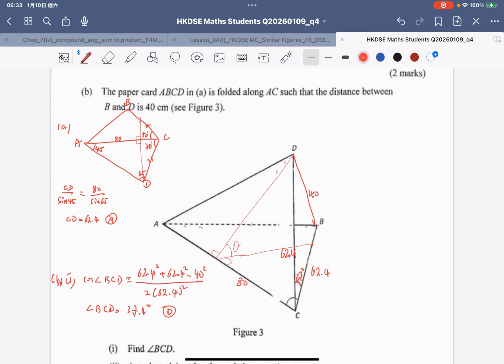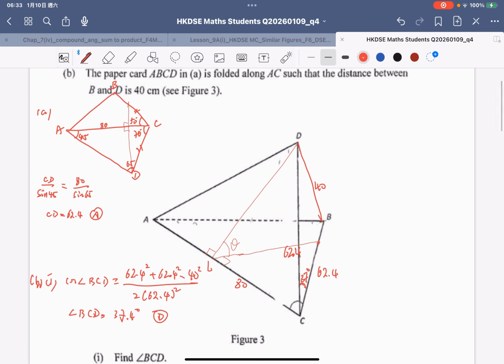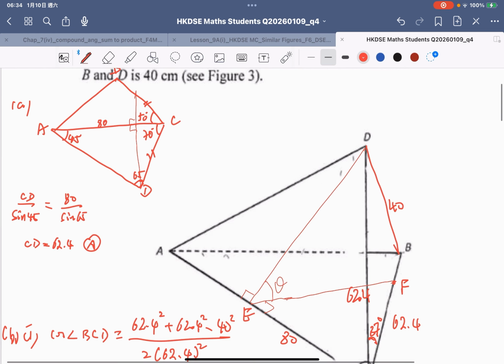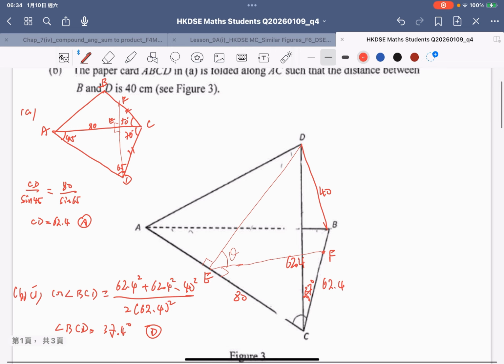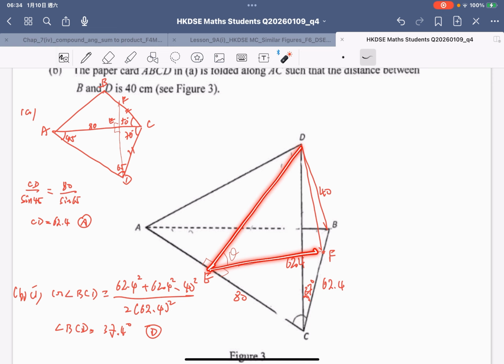Next step, I want to label the lengths of these points. This I call E, and I label this F. Okay, that's F and E. Step by step, I have to calculate all the lengths. First I want to calculate this length and this length. Once all these lengths are calculated, we can calculate theta easily.